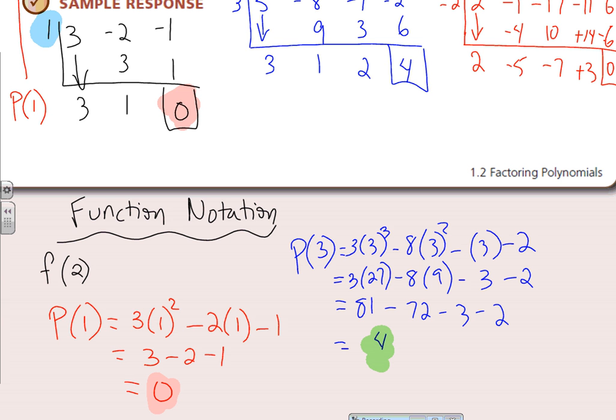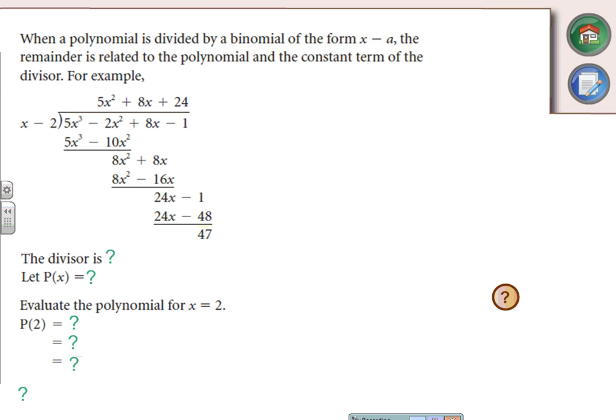Oh, look at that. Cool stuff. Same is going to hold true if you use the third one. You can try that yourself to prove it to you. This next part in your book there goes through and explains what I just said. And that is, when a polynomial is divided by x minus a, the remainder is related to the polynomial and the constant term of the divisor.